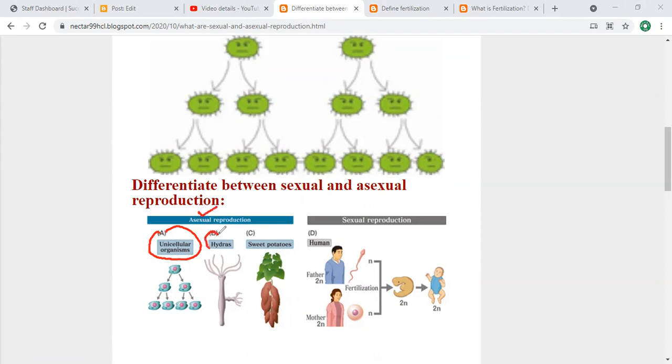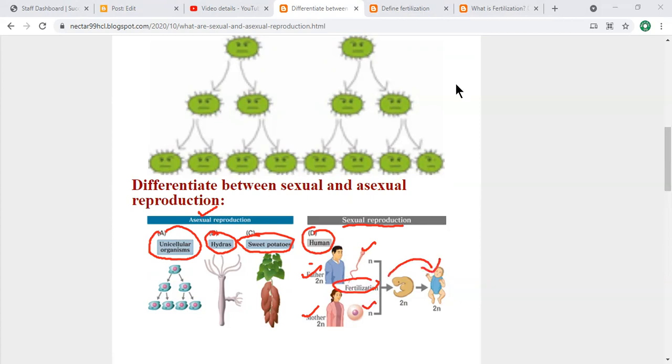Here is the example of hydras. The third example is sweet potatoes. This also reproduces asexually. Now when you move to sexual reproduction, here is the example of human beings. So father and mother, after fertilization, from sperm and egg get a new baby.